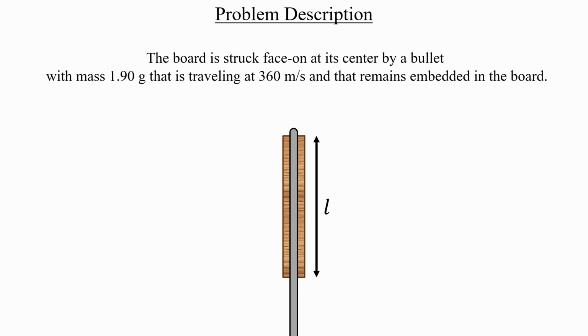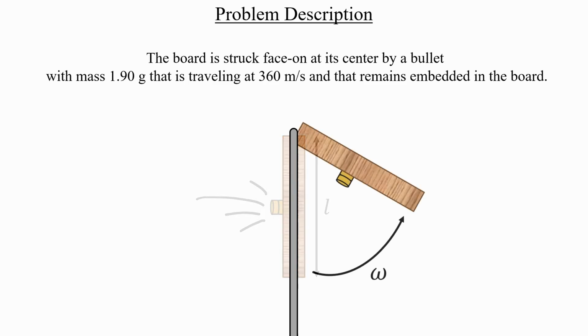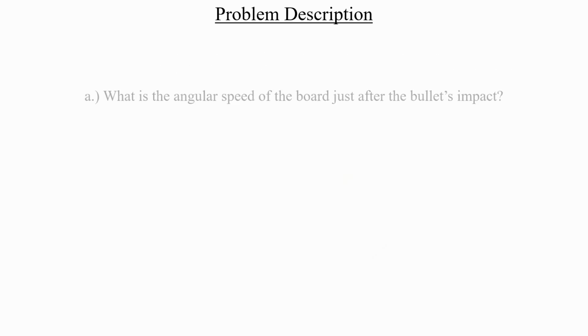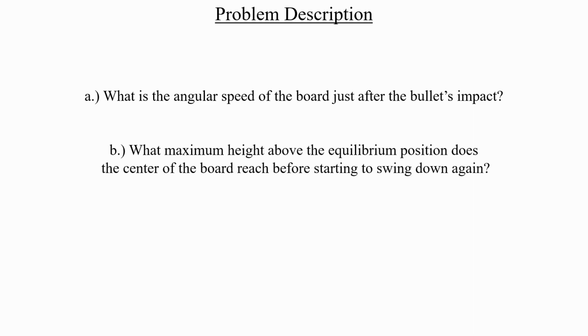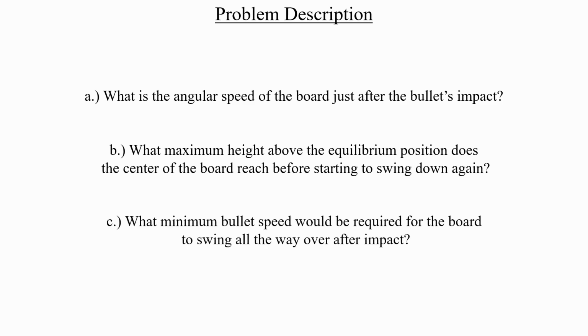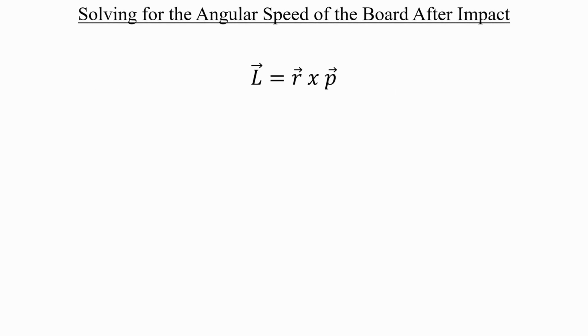The bullet will impact the target and get lodged inside. This causes the board and the bullet to rotate backwards as a single object. The first thing we need to do is figure out the angular speed of the board right after the impact. Following that, we have to figure out the maximum height achieved by the center of the board during that rotation. Then finally, we need the minimum bullet speed that would make this board do a complete rotation about the bar that it's connected to.